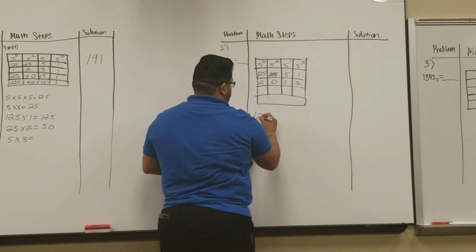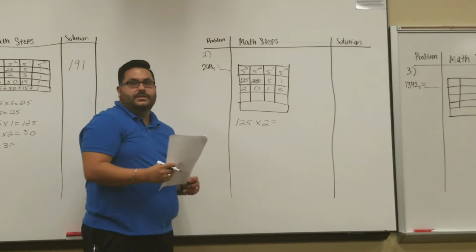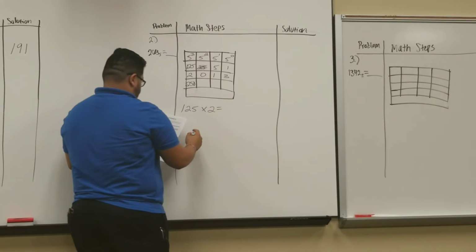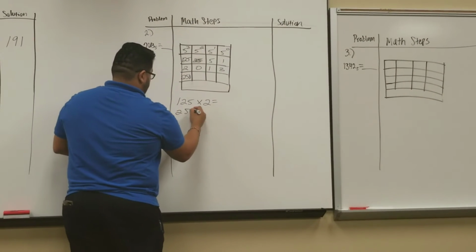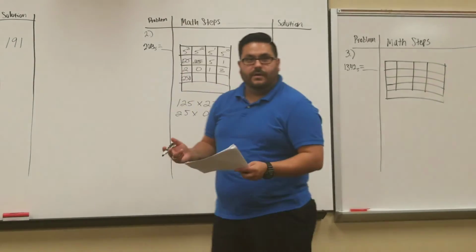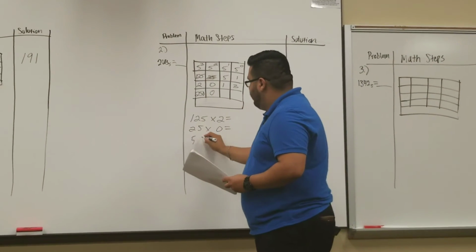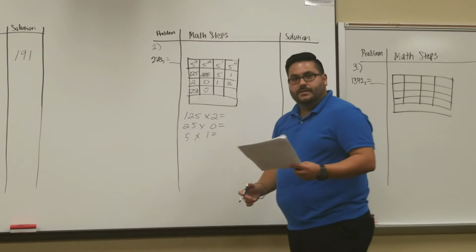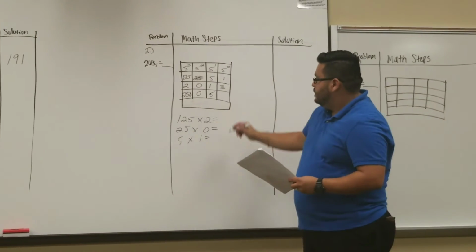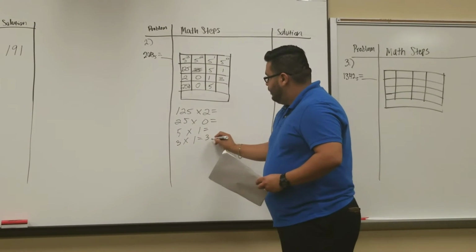We're going to have 125, and we're going to multiply that by 2. What's 125 times 2? Good, 250. Next, we're going to have 25 times 0. 25 times 0 is what? 0. Good job, because any number times 0 is 0. Perfect. Next, we're going to have 5 times 1. What's 5 times 1? 5. Any number times 1 is going to be itself. And next, we're going to have 3 times 1. 3 times 1 is going to give us 3.